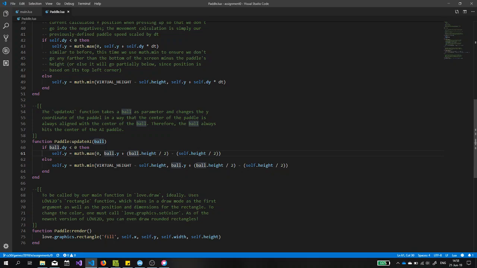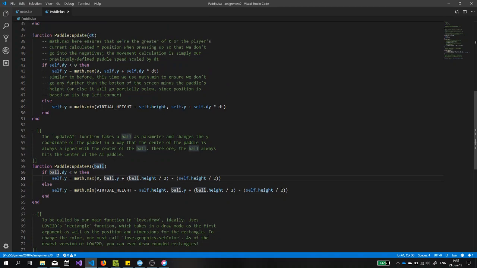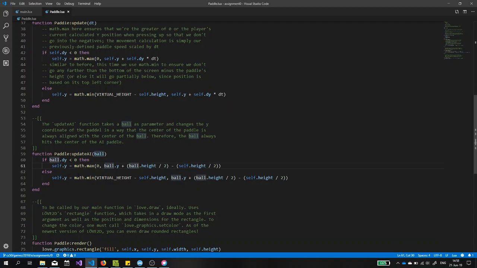And the math.max function only ensures that the paddle is not moving out of the screen, basically, as we had it before in the normal update function. And basically the same thing is done if the ball is moving down, just with the math.min function, so that the paddle does not go out of the screen at the bottom.